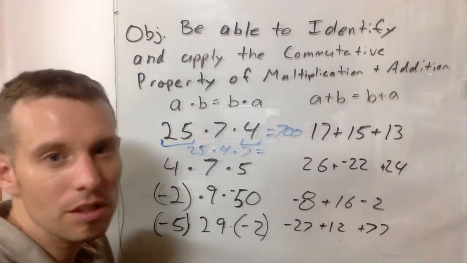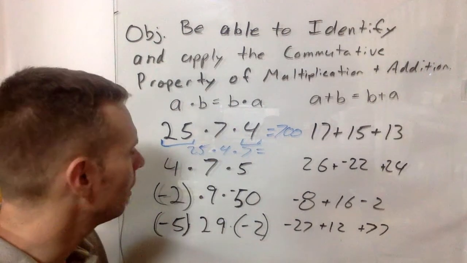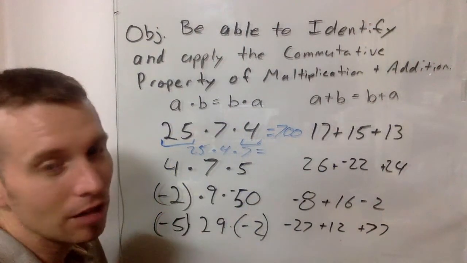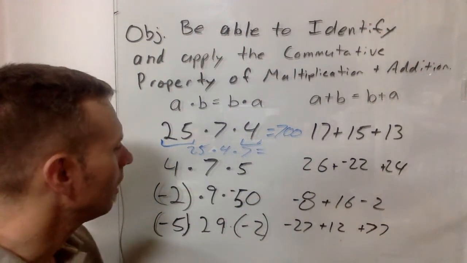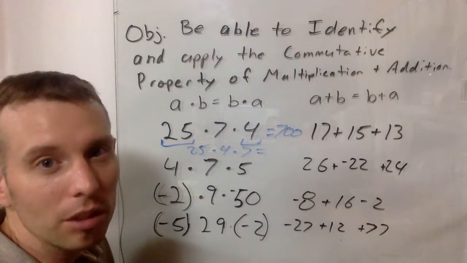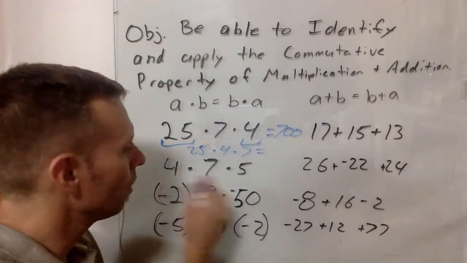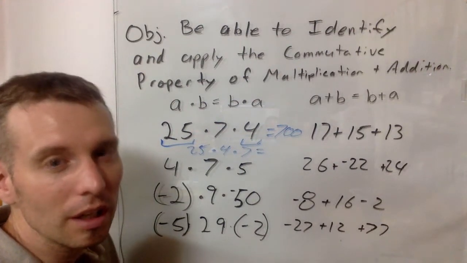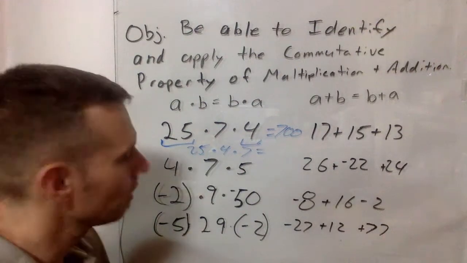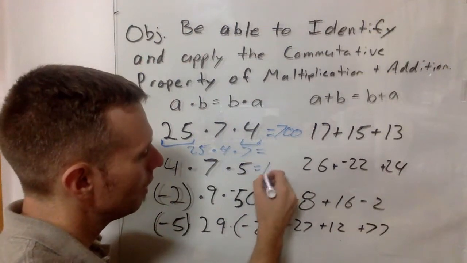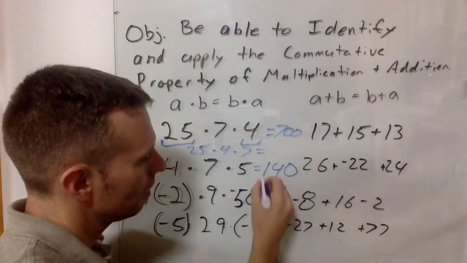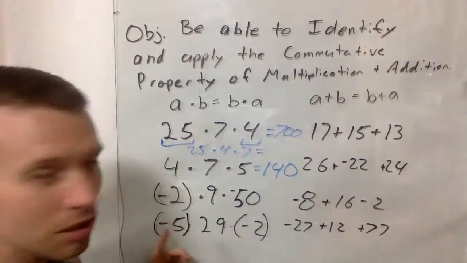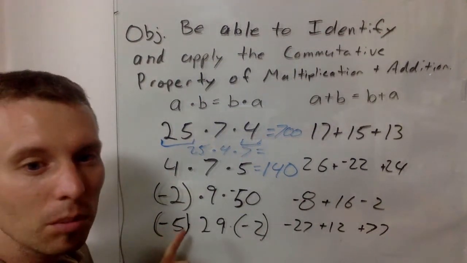What do you think about this one? Instead of doing 4 times 7 is 28, 28 times 5, and figuring that out, an easier way, I believe, would be 4 times 5, which gives you 20, and then 20 times 7, most of us can do that in our head, gives us 140.